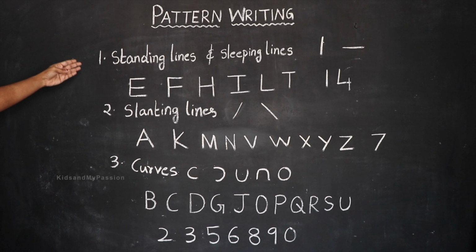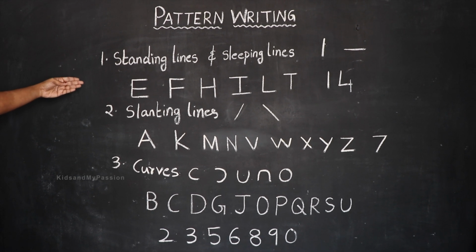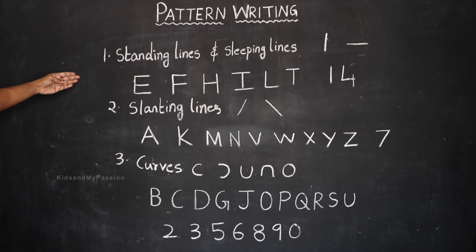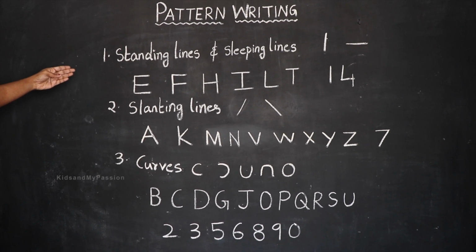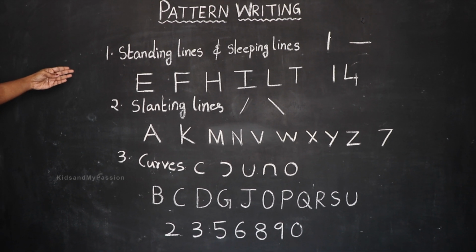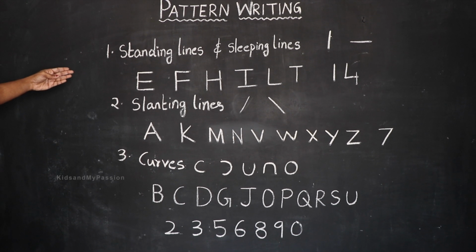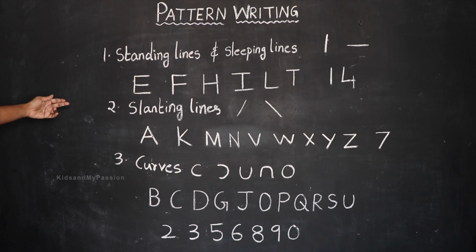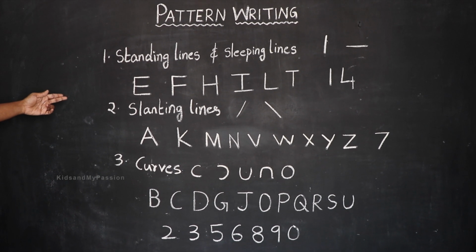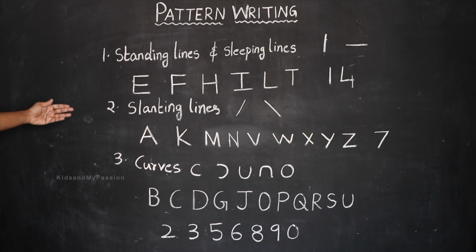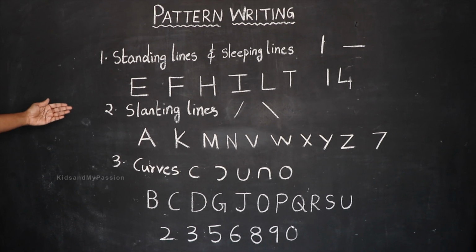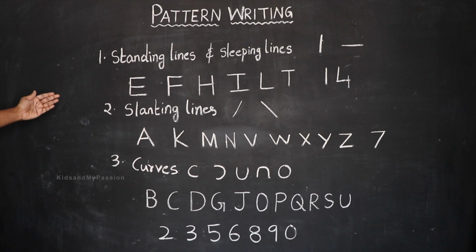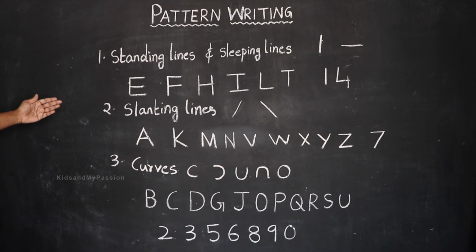Standing lines and sleeping lines. So these are the alphabets and numbers. E, F, H, I, L, T. Numbers 1 and 4. Slanting lines. We have right slanting lines, left slanting line, and the alphabets are A, K, M, N, V, W, X, Y, Z. The number 7.